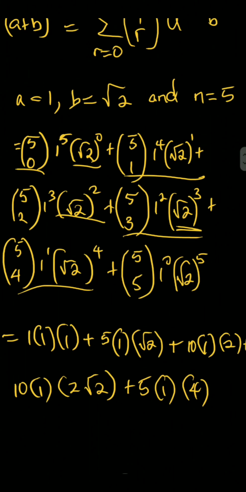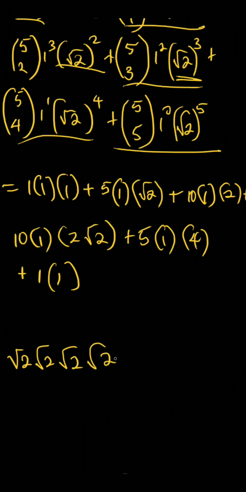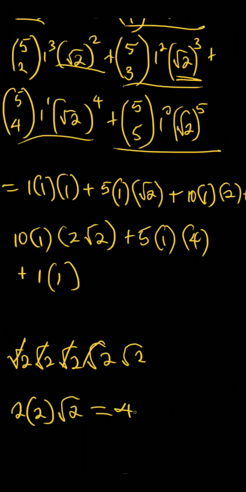Alright, then this is done. We'll go to the next one. Now 5 choose 5 is 1. Multiply by 1 to the power 0, which is 1. Then now we have the root of 2 to the power 5. So we multiply with itself 5 times repeatedly. Okay, so the first 2 will cancel out the root, so we're going to get a 2. Then the second also the same. We're going to get a 2, then square root of 2. So when you multiply 2 and 2, we get a 4 square root of 2.